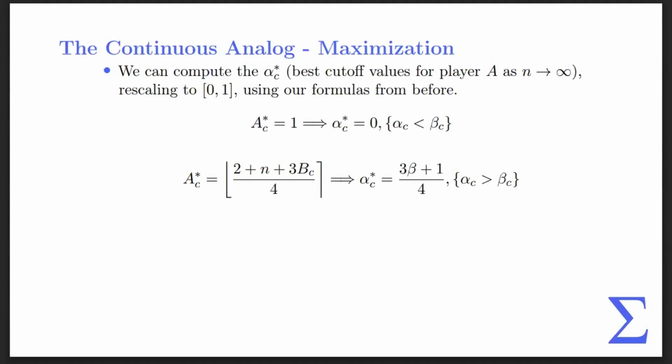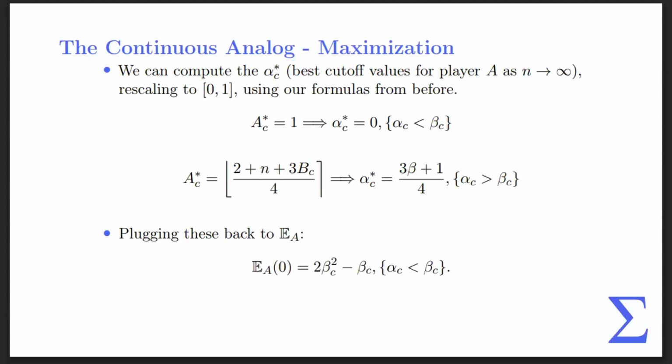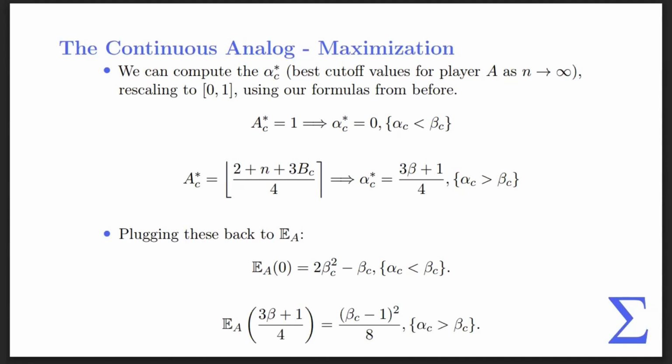So now we have some new optimal values for alpha, and we can plug these back into our expected profit function. If we plug in 0, we get 2 beta squared minus beta if alpha chooses a strategy less than beta. And if we plug in 3 beta plus 1 over 4, we get beta minus 1 over 8 (3 beta plus 1 over 4) squared, if player A chooses a strategy greater than player B's cutoff.